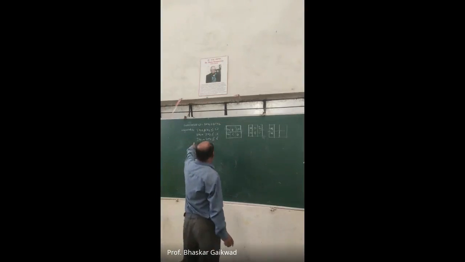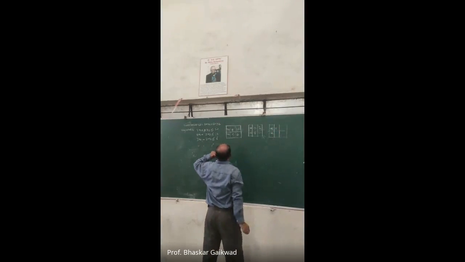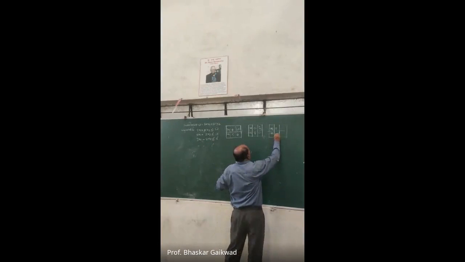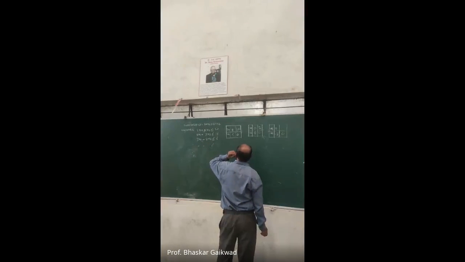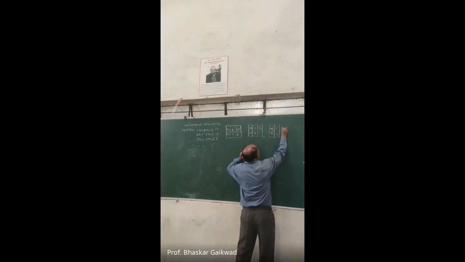Now, related to the third one, when x1 is 0, what is x2? It is minus 3. And when x2 is 0, what is x1? Correct. Now, by using this, we can make the graph.